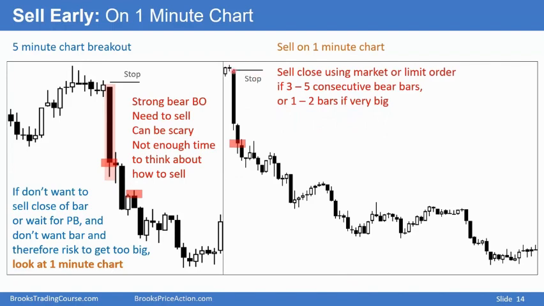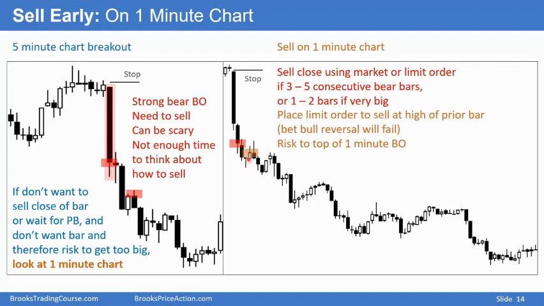Two big bear bars closing on their lows. Some traders will sell at the market here, which would be right here on the 5-minute chart. As soon as you get 2 very big bars or 3 or 4 reasonably big bear bars, traders will look to sell on any time frame. On the 1-minute chart, you get in a little bit earlier than you would on the 5-minute chart. You can place a limit order at the high of the prior bar, betting that the reversal up will fail. Or you can place a stop order below this pullback, betting that this is a bear flag and will go lower. You place a stop order below that bar, you get filled here.